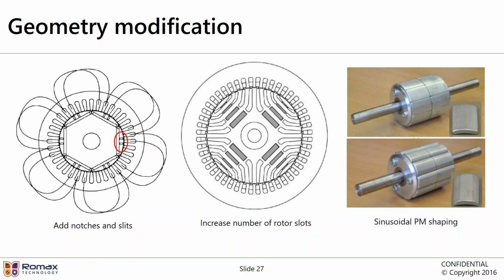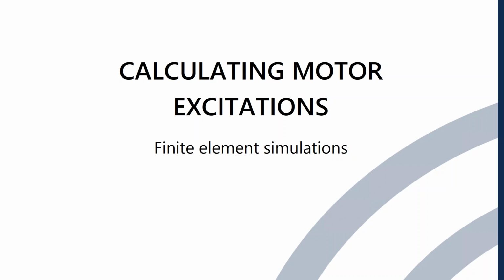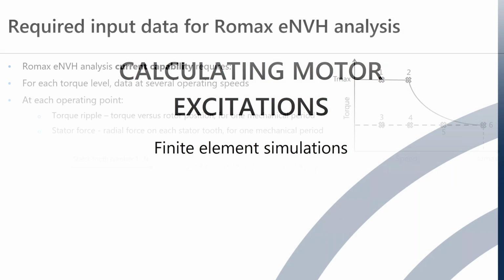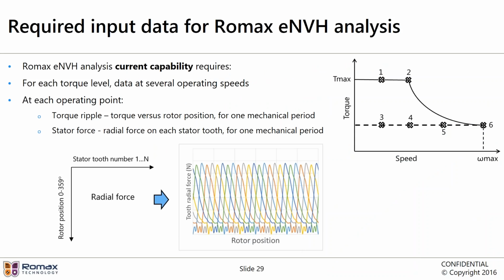Geometry modifications, such as including slits and notches to modify the reluctance, or increasing the number of rotor slots in synchronous reluctance type machines, are again methods to reduce torque ripple and excitation. And in PM machines, one can also use sinusoidal PM shaping. So this is a method to make your air gap field more sinusoidal and reduce the harmonic content of your field, and therefore minimize excitation.